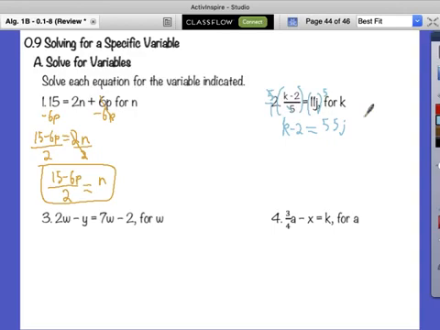Alright. So now, is my K by itself yet? No, it's not by itself yet. So, what's happening with it? It's divided by 2, okay? So we're going to add 2. What's negative 2 plus 2? 0. Those cancel out. K equals 55j plus 2. Can I combine them? No, they're not like terms, but can I write 55j plus 2? Yeah, it's K by itself. Yes, sir. We're done.